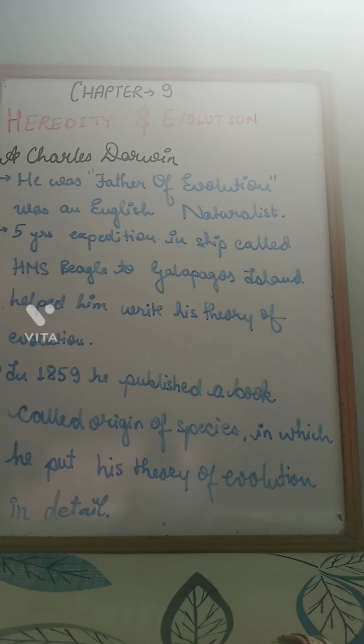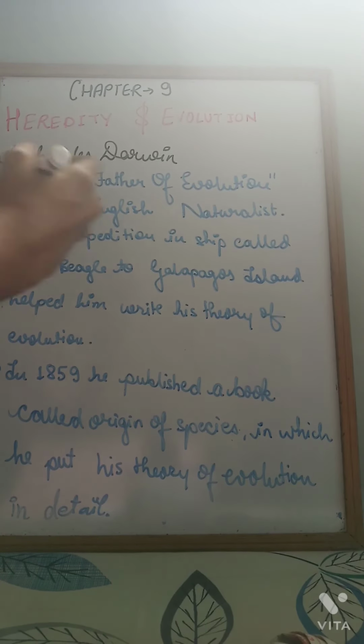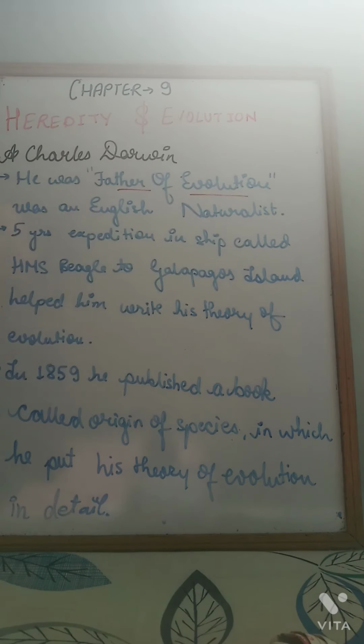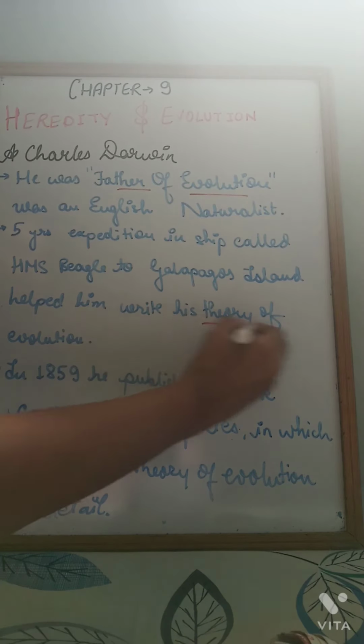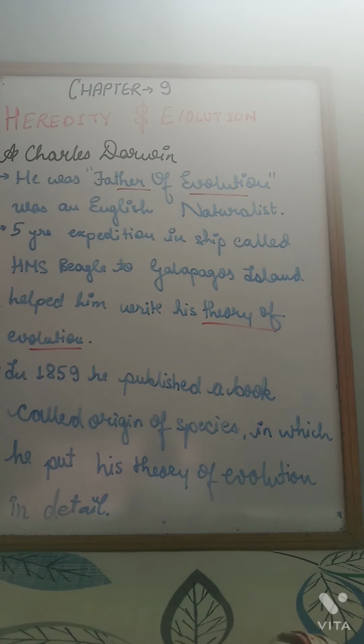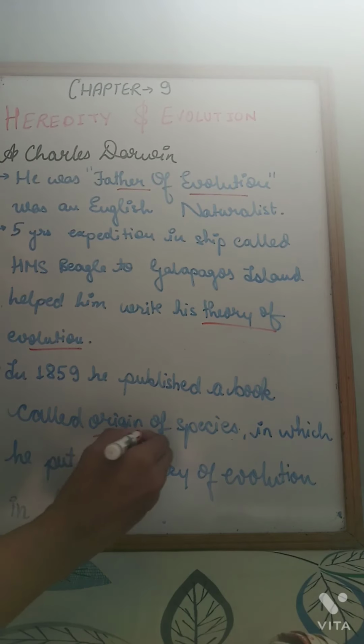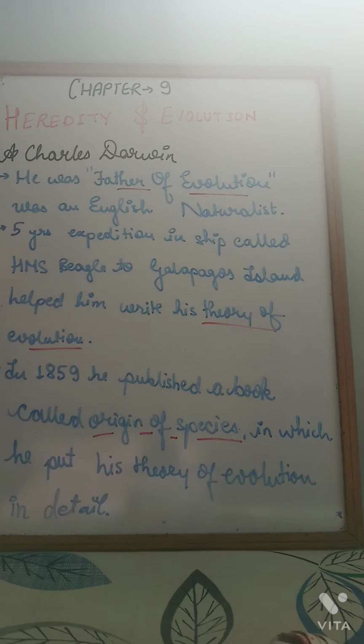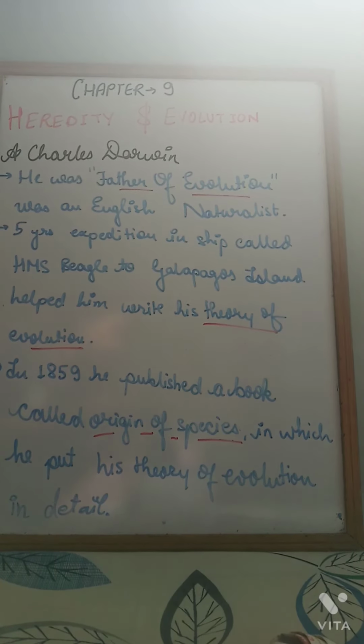Charles Darwin. He was the father of evolution and was an English naturalist. A 5 years expedition in a ship called HMS Beagle to Galapagos Island helped him write the theory of evolution. In 1859, he published a book called Origin of Species, in which he put his theory of evolution in detail.